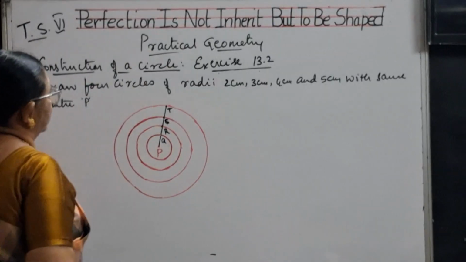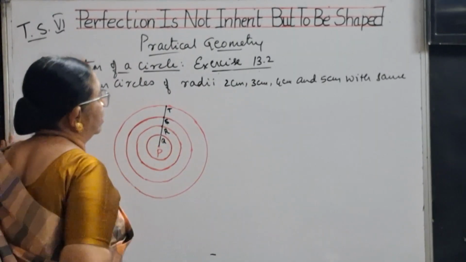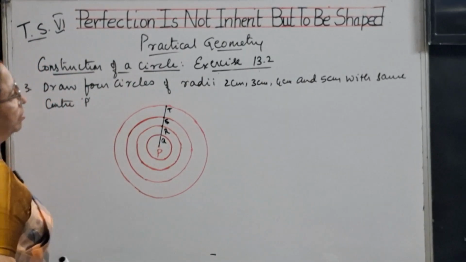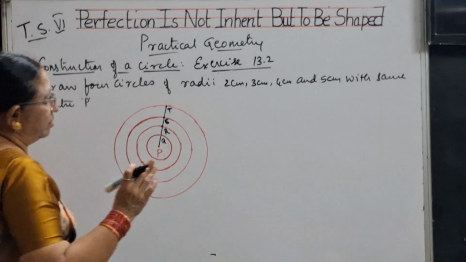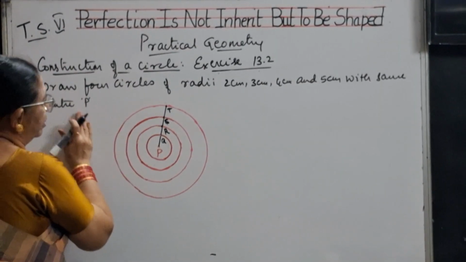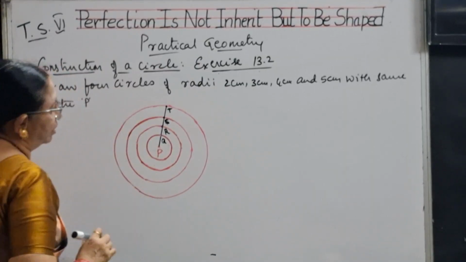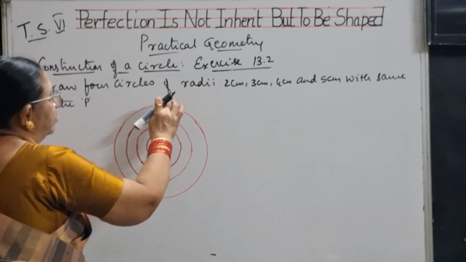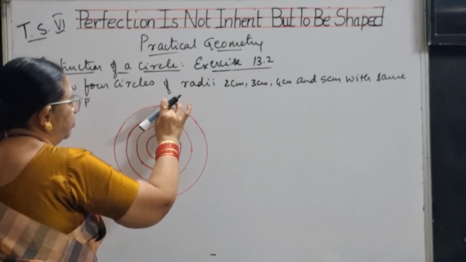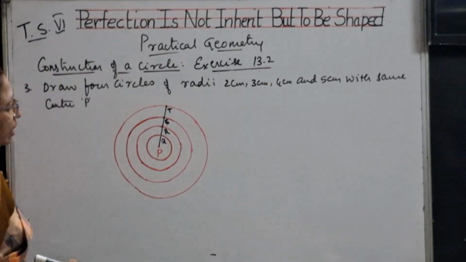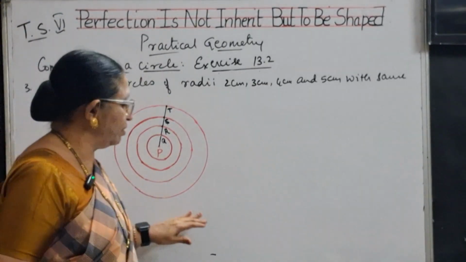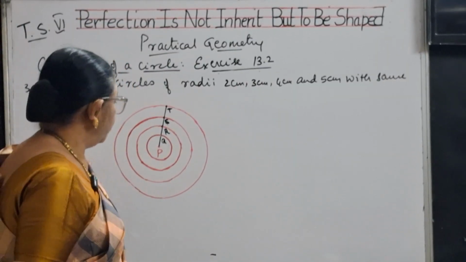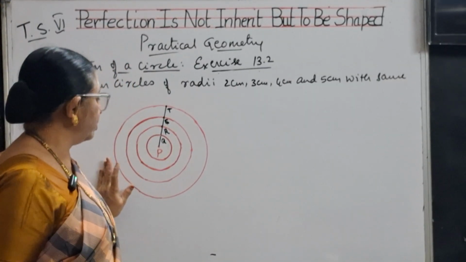You have to draw four circles of radii 2 centimeters, 3 centimeters, 4 centimeters, and 5 centimeters with the same center P. So if you take center P and draw the circles, you will be getting circles like this, children. Since this is a whiteboard, it's very slippery. I tried my level best to draw the circles, but if you do it in your book, you will get all four circles very clearly.